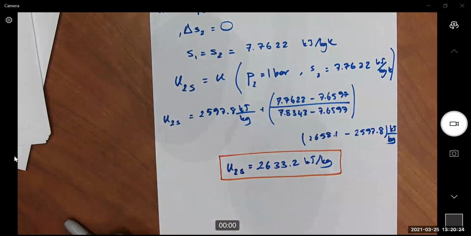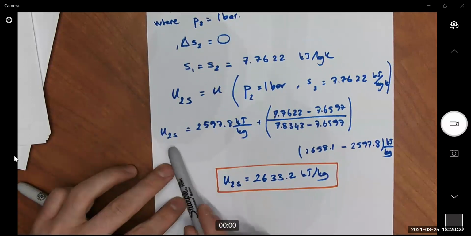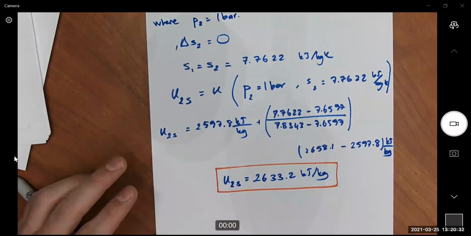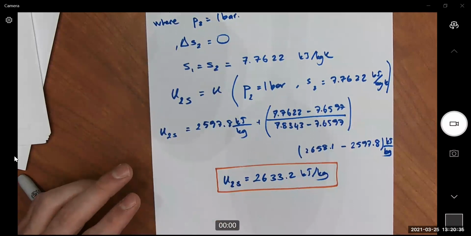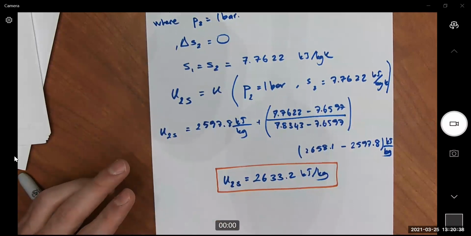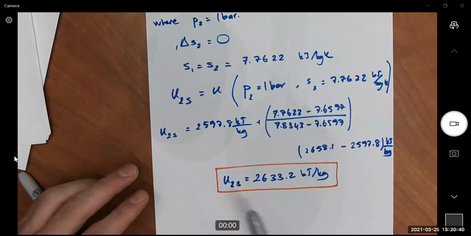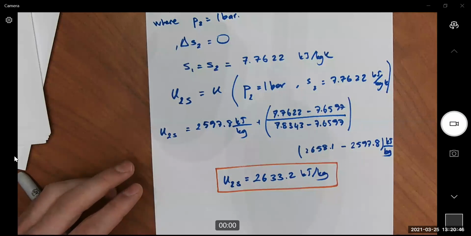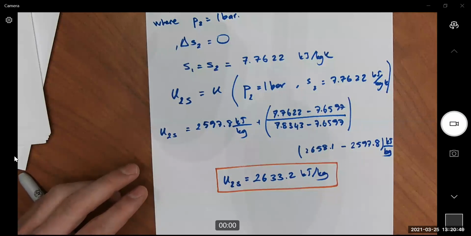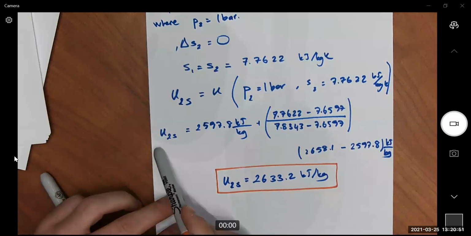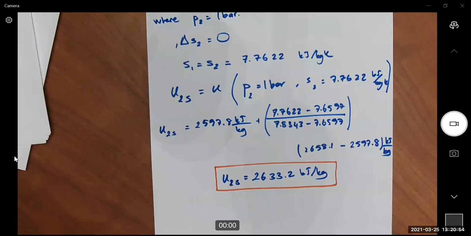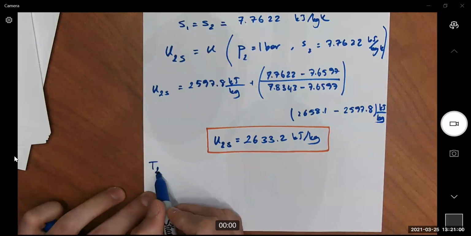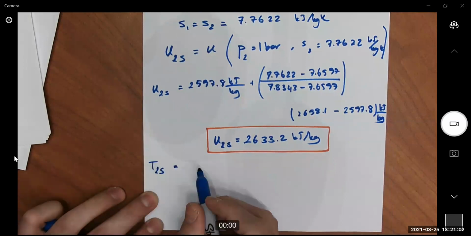You can go ahead and check your tables to see what I did. What I did was basically find my entropy value at that pressure. And you will notice that it's in the superheated region and it's between two temperatures. And I did it for internal energy. And I'm asked to calculate my temperature for a reversible process, T2 reversible, right?